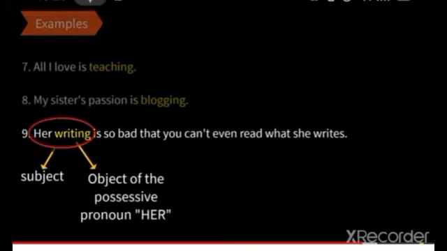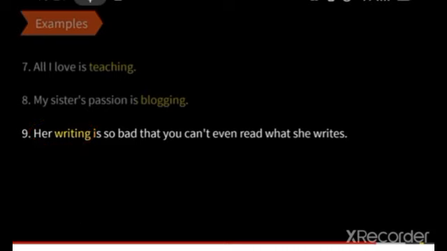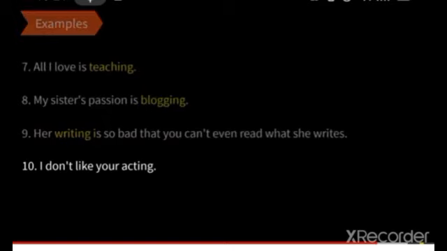Writing as object of the possessive pronoun. And which is the possessive pronoun? Her. So together it is the, what is it? Together it is subject. So here gerund is working as the object of possessive pronoun, her. Her writing is so bad that you can't even read what she writes.